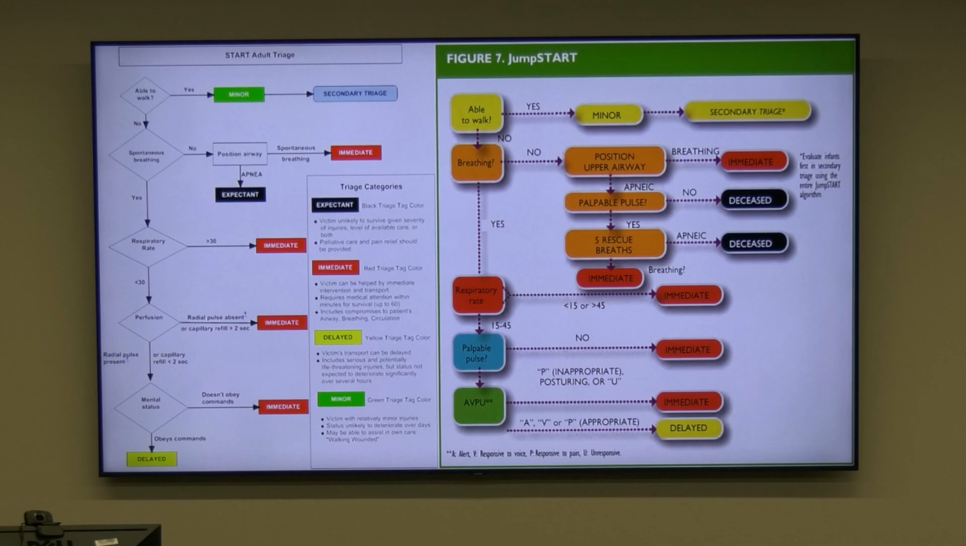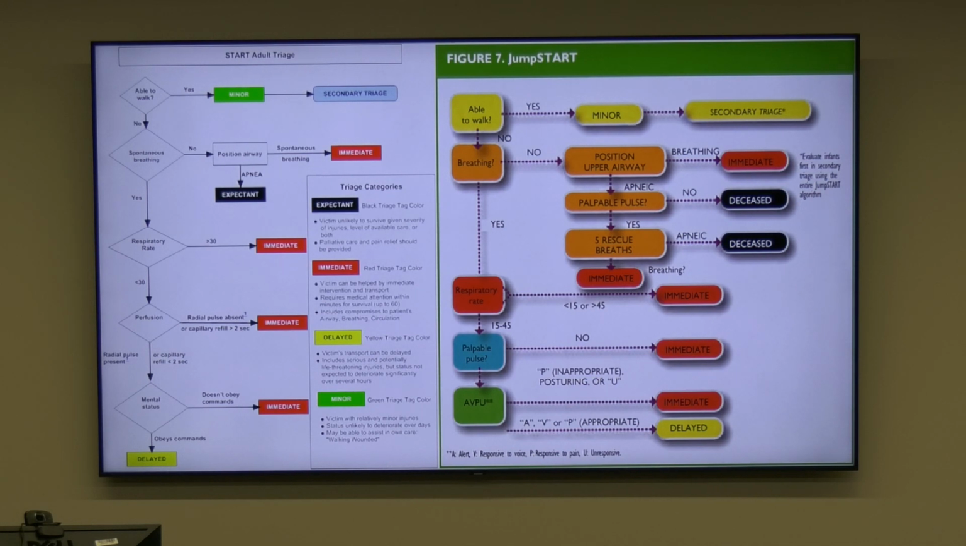So, like we mentioned, immediate means that is a red triage tag color. This is victims that can be helped immediately by intervention or transportation. They require medical attention within minutes to survive, up to 60 minutes, and includes compromises to patient airway, breathing, and circulation, which is basically what we went over with the spontaneous breathing, respiratory rate, and perfusion.